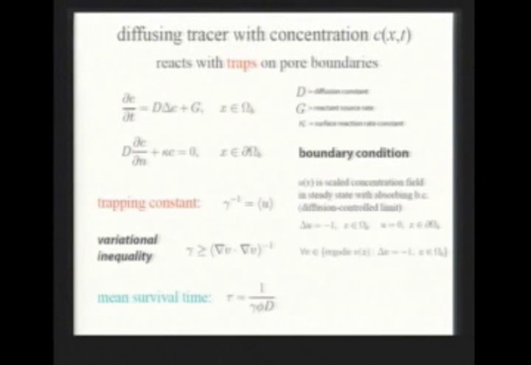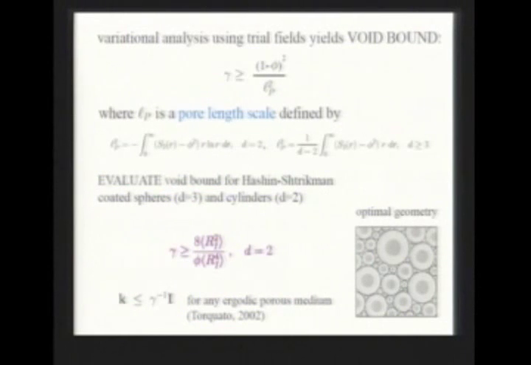With this boundary condition, the diffusing tracer is allowed to interact with the boundary. Then you look at a scaled concentration field, and that defines the trapping constant and the so-called diffusion-controlled limit. One can derive a variational inequality for that trapping constant, which is inversely proportional to a mean survival time. Roughly speaking, what's the average time that a diffusion process in that pore space can go before it hits the boundary. One can use variational analysis, where one puts trial fields into these energetic definitions and gets a general bound like this involving the porosity phi and a length scale defined by these correlation functions in the pore space.